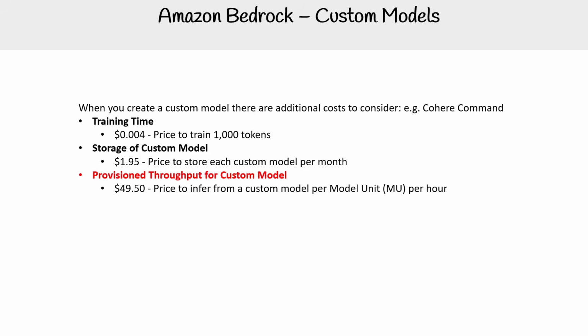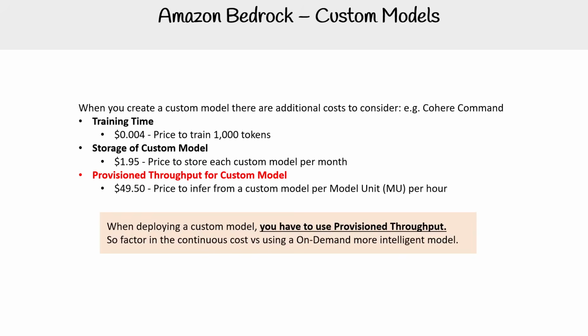And when you have a custom model, you have to use provisioned throughput. So if the model previously was on demand, now it's going to be provisioned throughput, and that's going to be 49.50 per MU in this case. It's going to vary based on the model you're fine-tuning. So when you deploy a custom model, you have to use provisioned throughput. Factor in the continuous cost versus the on-demand costs for having a more intelligent model.